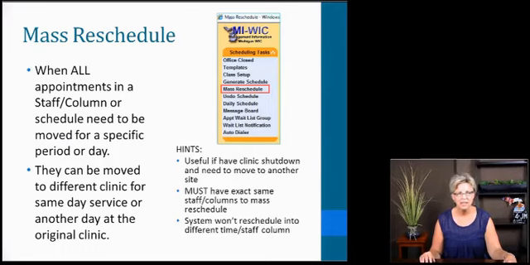When all the appointments in a staff column or schedule need to be moved for a specific period or day, you need to have the exact same staff column available and empty to move those appointments to. So you could create another schedule for that day or for another day or for another site so that it mimics the existing schedule. For example, you had a flood or some other reason why your office must be closed at one site, but you can serve those clients at another clinic and have staff move over there. Again, that would be a way that you could replicate that.